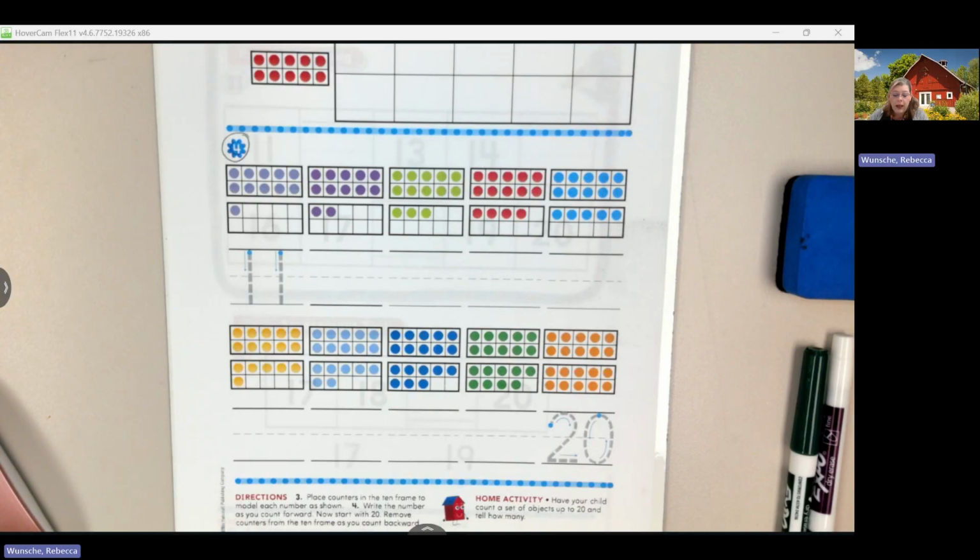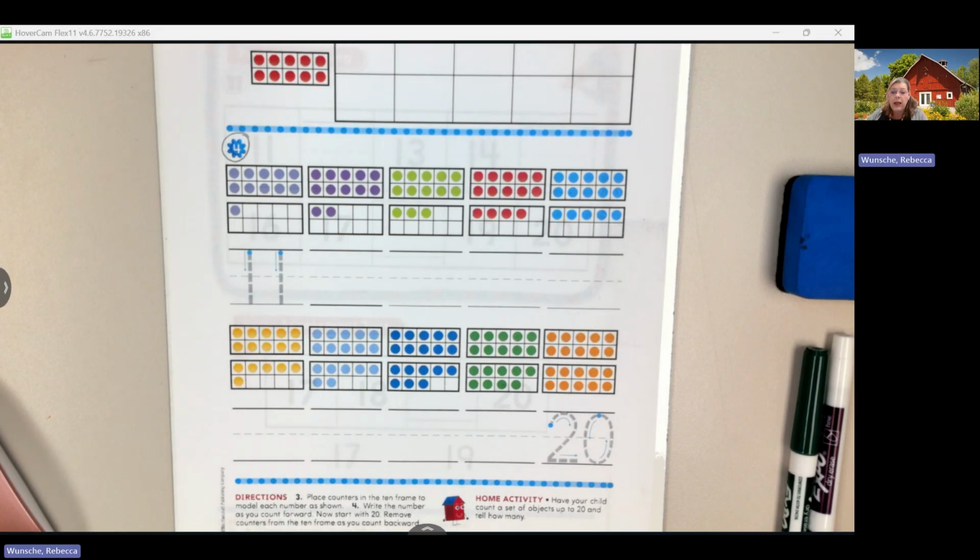Today we're going to be talking about Kindergarten TEKS K.2C, which says that we should count a set of objects up to 20 and demonstrate that the last number said tells the number of objects in the set regardless of their arrangement or order. So we're going to look at this today, especially using 10 frames to help us with this.